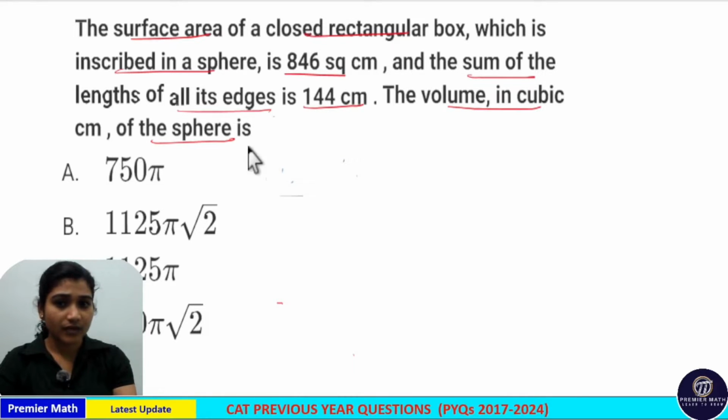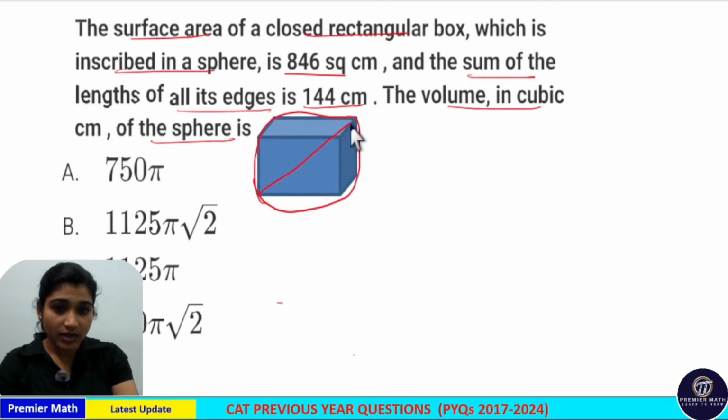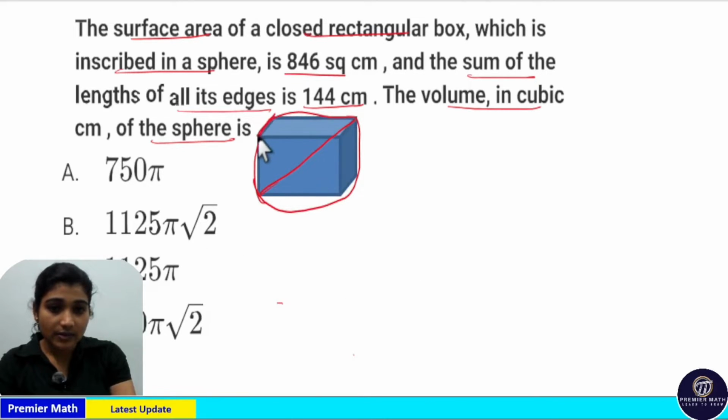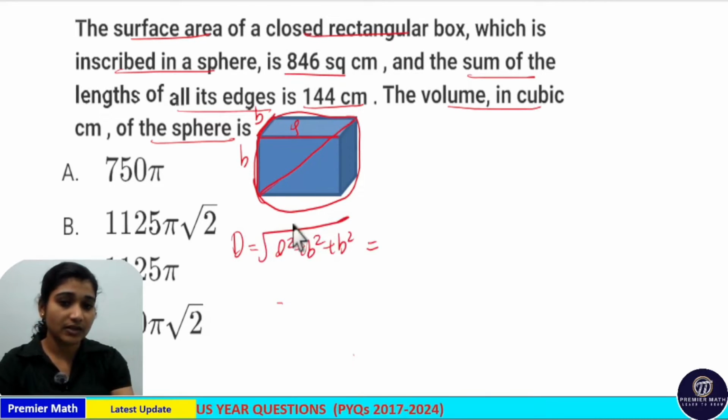Here, this is like a rectangular box, or you can consider it as a room, inscribed in a sphere. Now, the diagonal of this rectangular box is the same as the diameter of this sphere. Here this is breadth, this is length and this is height of the rectangular box. Then the diagonal is equal to root of L square plus B square plus H square. So we have to find it from this data.